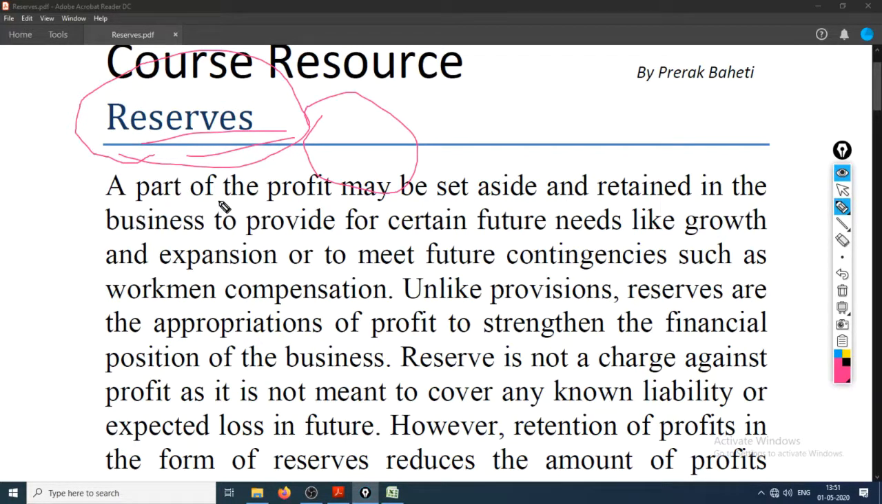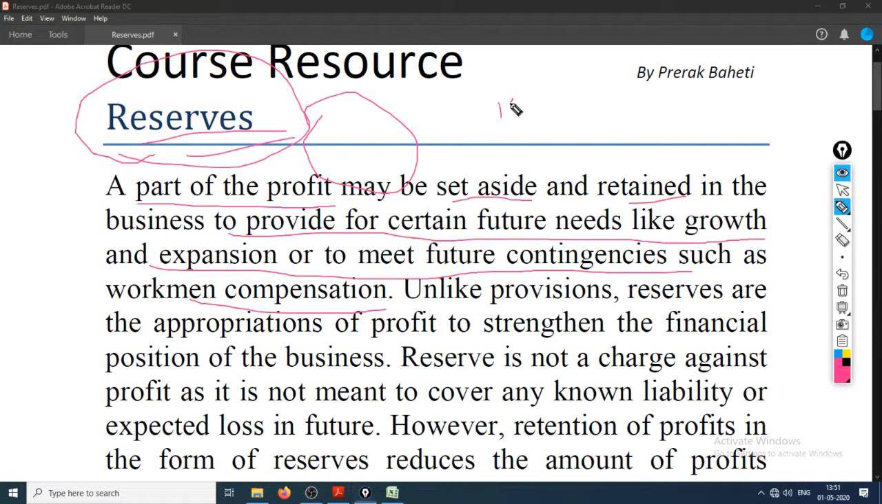Okay, now what is a reserve? Reserve is a part of profit that is set aside and retained to provide for certain future needs like growth and expansion, to meet future contingencies, such as workman compensation.